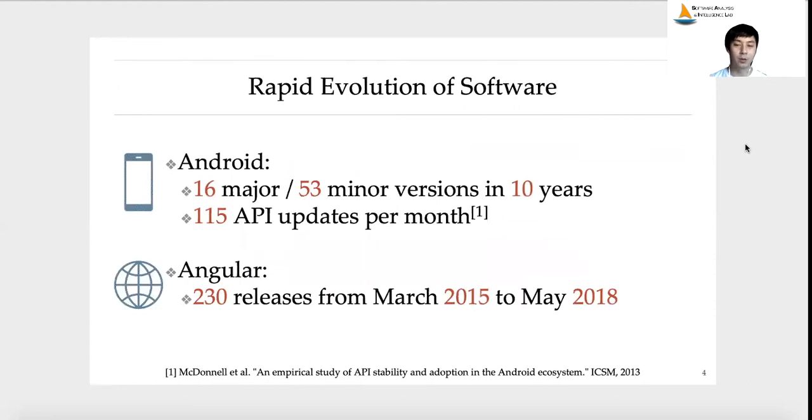As we know, software is rapidly evolving. As I showed here, there are two examples. They are Android and Angular, with many versions over the years.